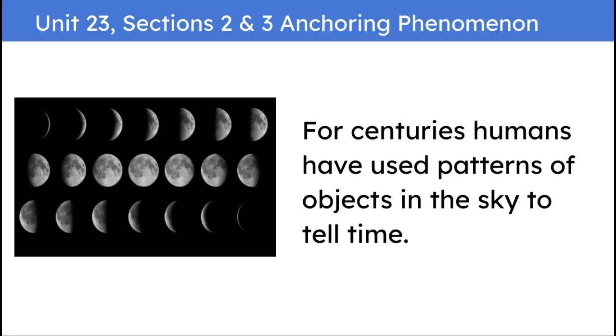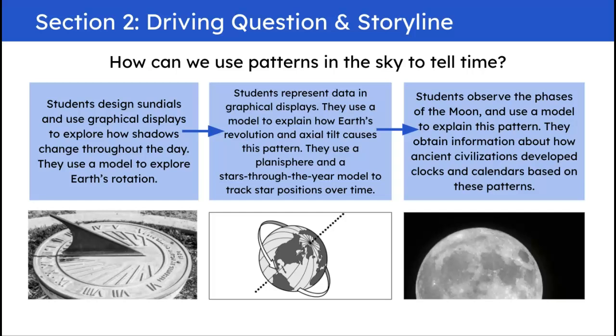The anchoring phenomenon for Sections 2 and 3 is, for centuries, humans have used patterns of objects in the sky to tell time. Students dive into the study of celestial objects like the sun, moon, planets, and stars, examining how they shape our understanding and measurement of time. The driving question for Section 2 is, how can we use patterns in the sky to tell time?